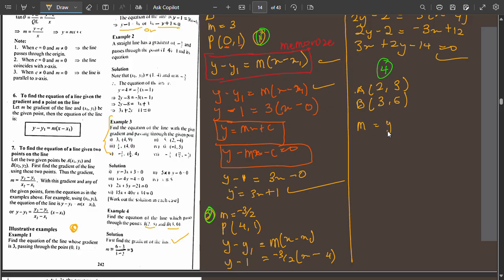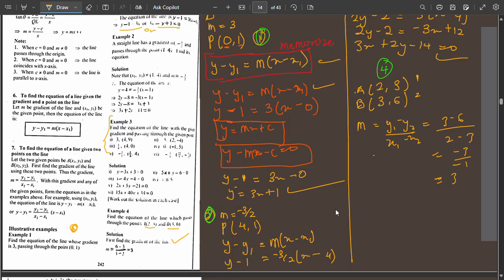The gradient is given by y1 minus y2 over x1 minus x2. So y1, we choose this one, and then this is the 2. So y1 is 3, y2 is 6, over x1 is 2, x2 is 3. So we have negative 3 over negative 1, that is 3. Right, so the gradient of the line is 3.